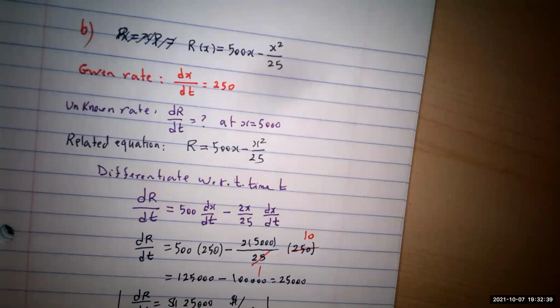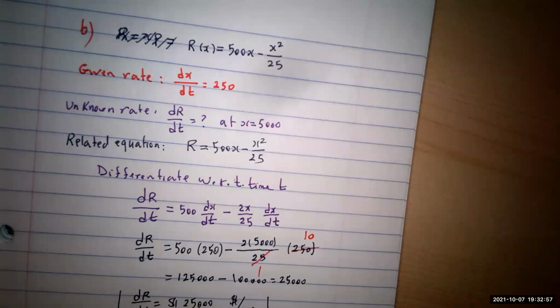This is 125,000. 125,000 minus 100 is 25,000. Okay, I thought there was a 1 next to the dollar sign. No, it is all dollars. Okay, that's fine. Any question?